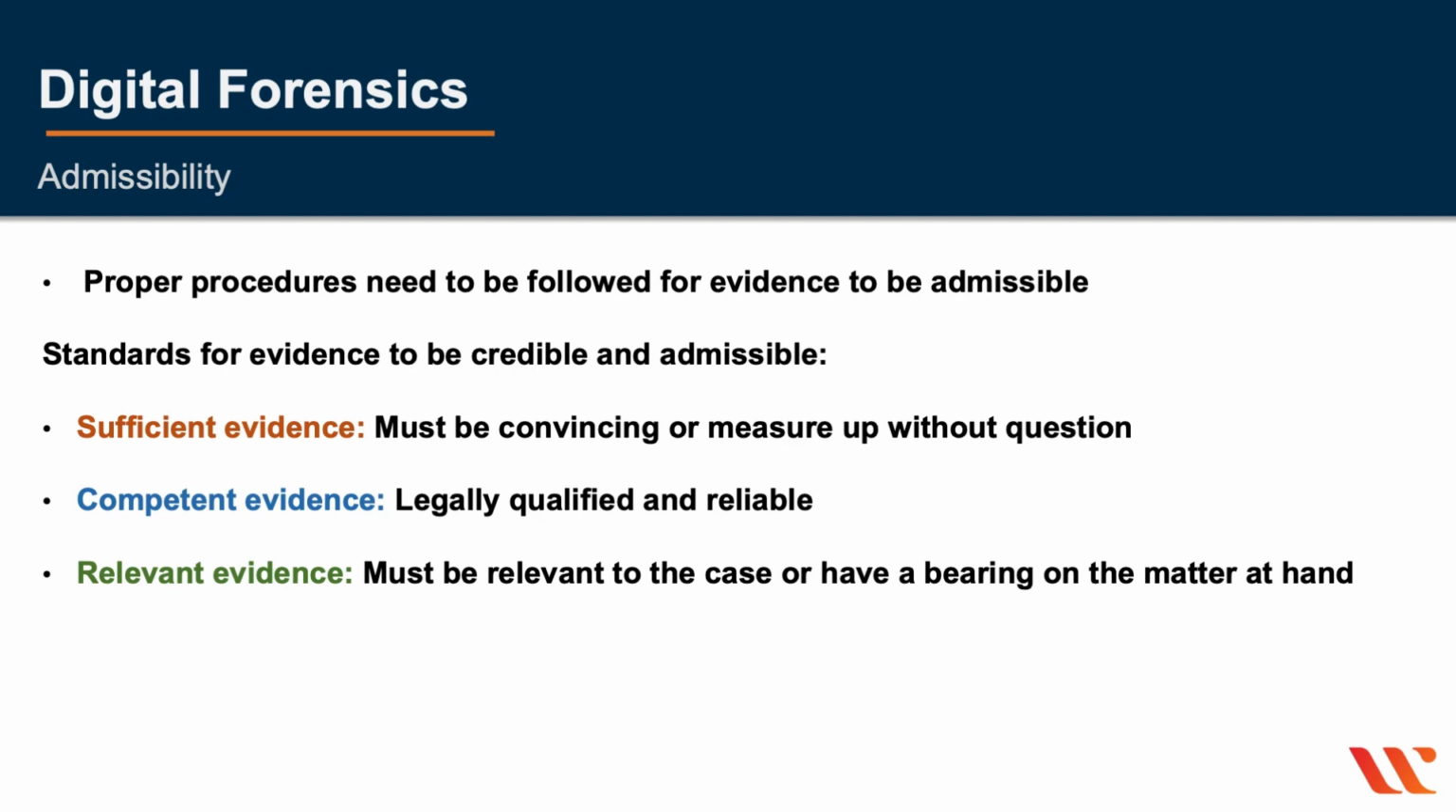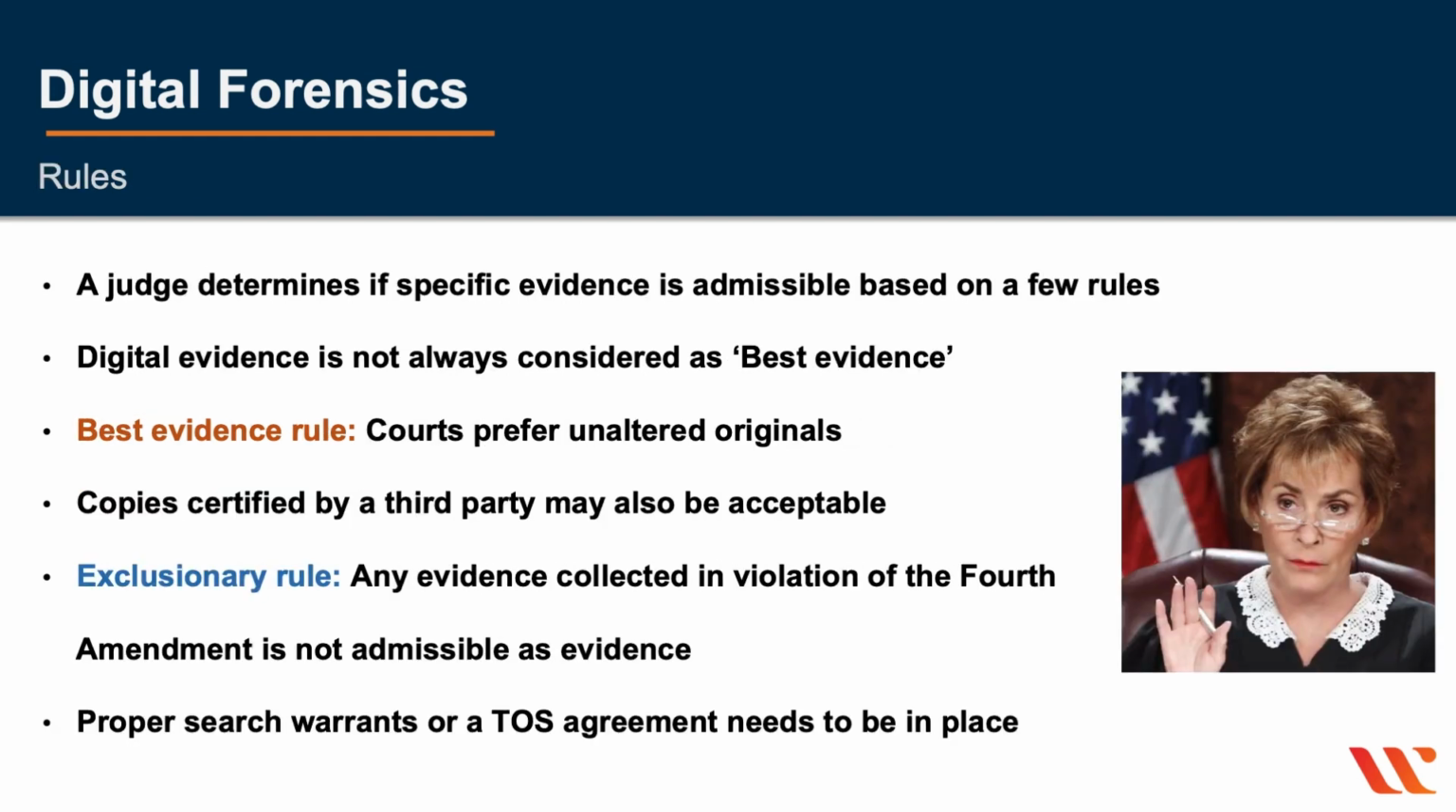So there are three different versions of admissibility here. You have sufficient, competent, and relevant evidence. Sufficient evidence means that the evidence is convincing, or it measures up to a certain standard without any question. Competent evidence means that it's legally qualified and it's reliable. And finally, relevant evidence means that the evidence you're presenting has a certain bearing on the case and matter at hand.